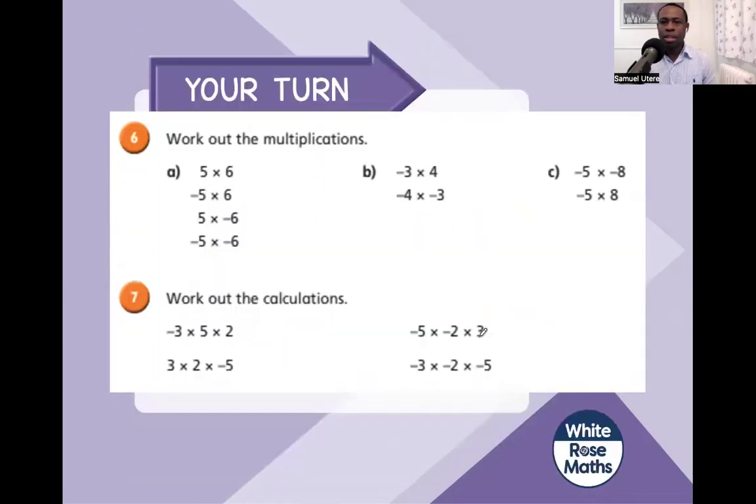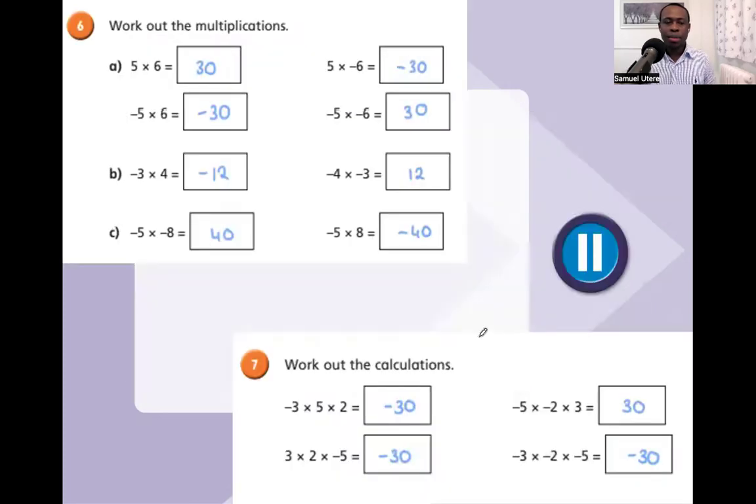Pause the video and answer questions 6 and 7 in 3 minutes. Assuming you've paused the video and you've answered questions 6 and 7, here are the answers. Let's discuss them. Here, 5 times 6 is 30. Negative 5 times 6 will be negative 30. And you can see how this relationship is produced in all these multiplications.